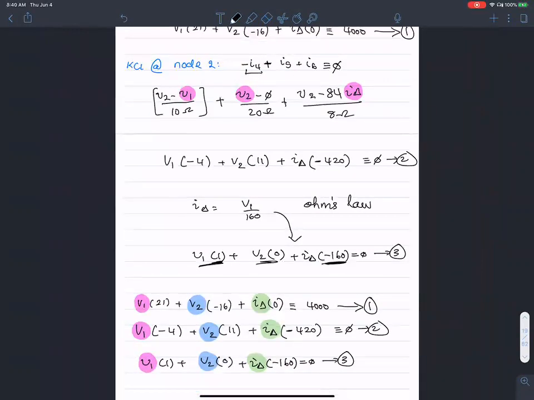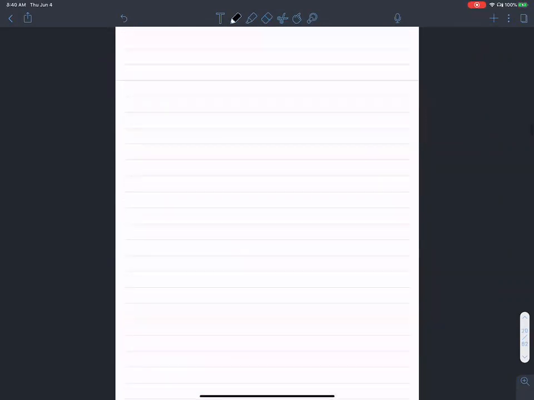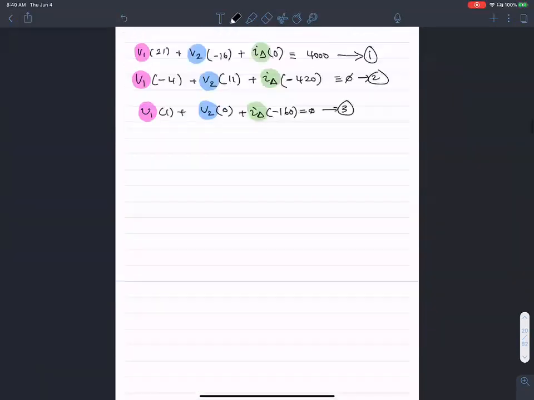So let's do one more problem. This time we'll do the mesh current method. We'll take a problem, solve it using the mesh current method, and solve the exact same problem using the node voltage method. In theory, both of these should lead us to the same solution, and they will. So let's get started with another problem.